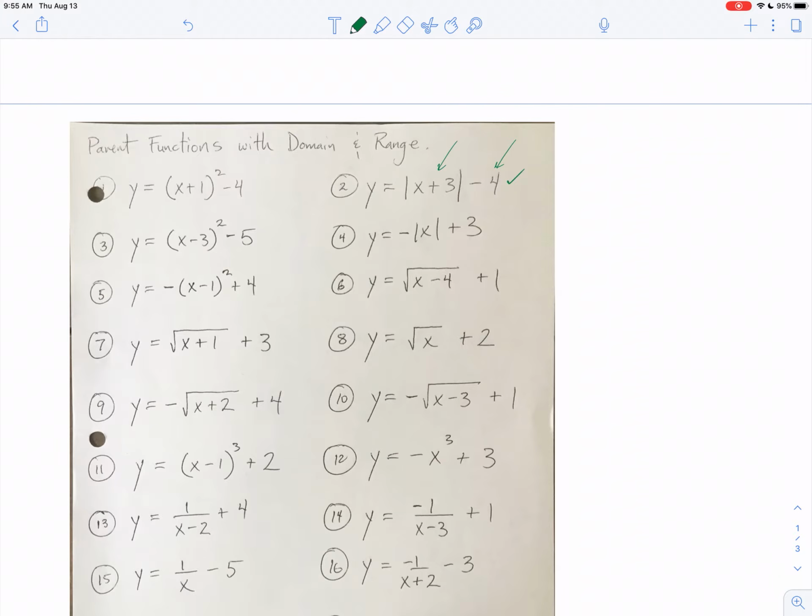So it's going to go left 3 and down 4. If I go left 3, down 4, I can put a dot there. I can sketch an absolute value graph, and then I could tell you its domain and range using interval notation.